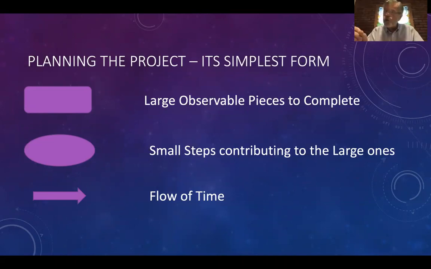And you won't get every one of them on the first pass through. You may have to stop and think about it for a little while. So you add those smaller steps in. And then we've got an arrow. And the arrow denotes only one thing, the flow of time.